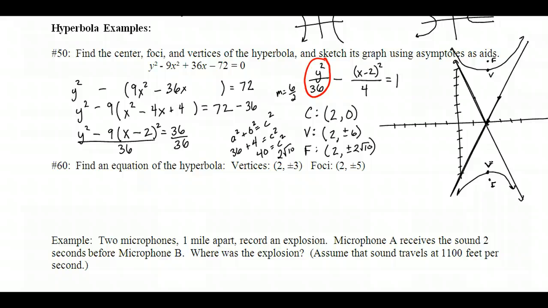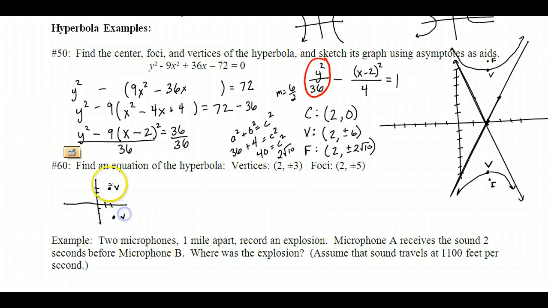All right, number 60. Now we want to write the equation of a hyperbola, and they give us 4 points. They tell us our vertices and our foci. Some of you are much more talented and gifted than I am and can figure out how to do these things without sketching. I totally recommend sketching because I think it's really, really easy, and they are purely sketches. So if I have vertices at 2, plus and minus 3, so 2, positive 3, there's a vertex. 2, negative 3, there's a vertex.